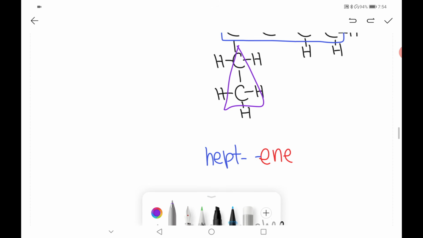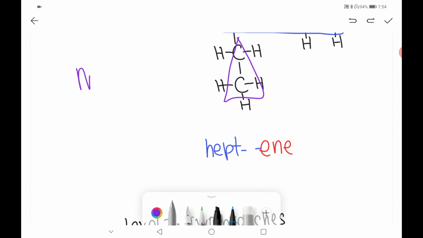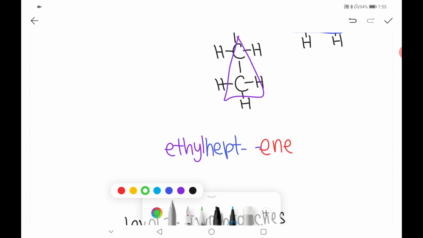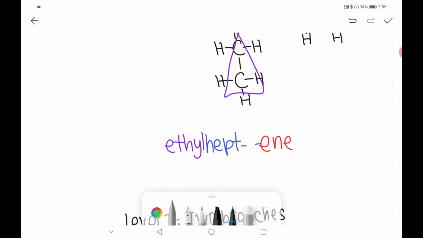So what is 2 carbon? 1 carbon is meth, 2 carbon is eth. And remember, for all the carbon branches, you need to add yl, so ethyl. And don't forget to give the position number to the branch. You need to put a number for the branch, and between the number and the alphabet, you need to put a dash.